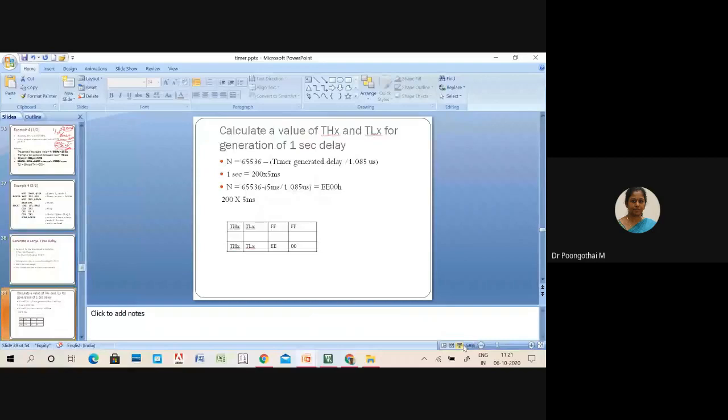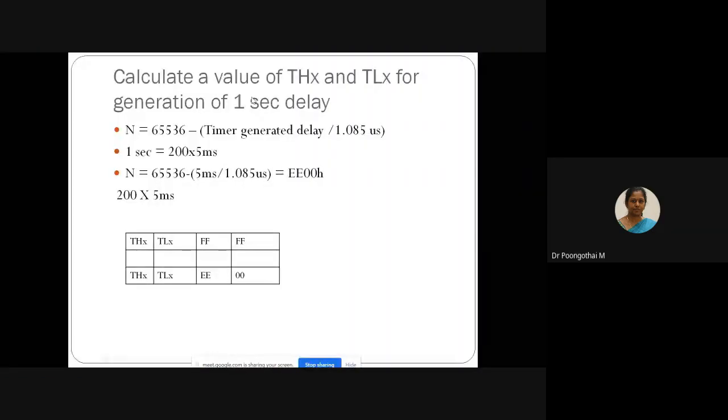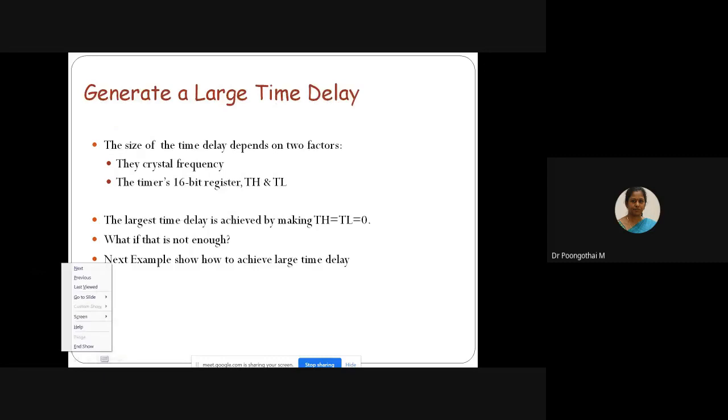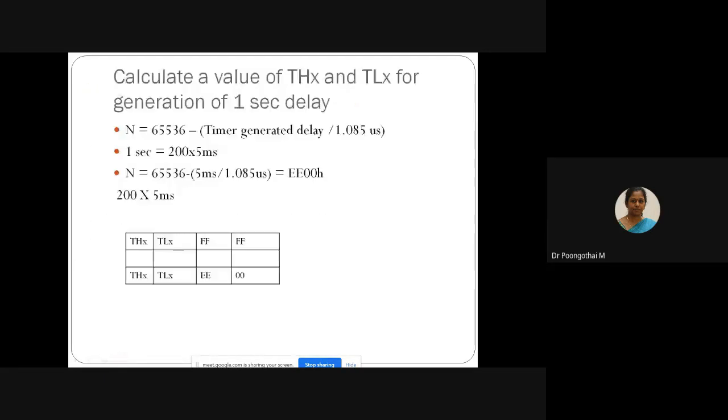So I will explain this example. Already we have calculated the time delay for 5 milliseconds. Here, calculate the value of the higher order and lower order register for generation of a 1 second delay. We have seen that in 16-bit timer mode, the maximum delay you can generate is 71.16 millisecond, but our requirement is 1 second.